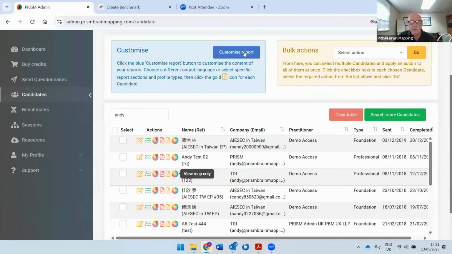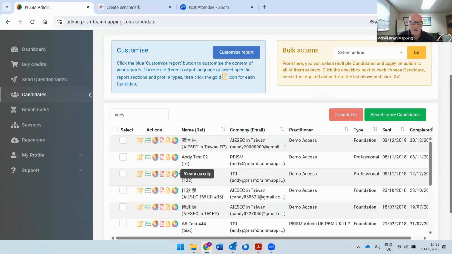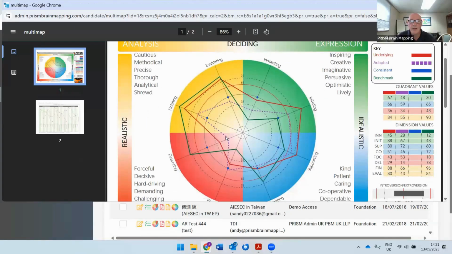We can go back into Customize Report. This time we can show the adapted line. We keep the benchmark the same, and let's just see what that does to the map itself. Okay, so interesting. Our top two, finishing and evaluating, are naturally both high, but the candidate in their current role is adapting back down on both of those particular dimensions.